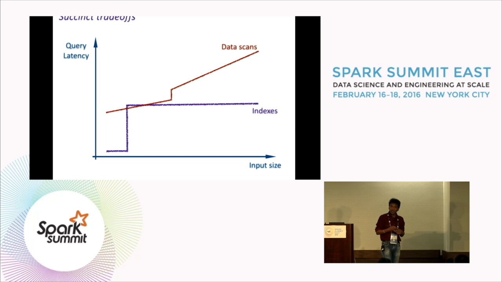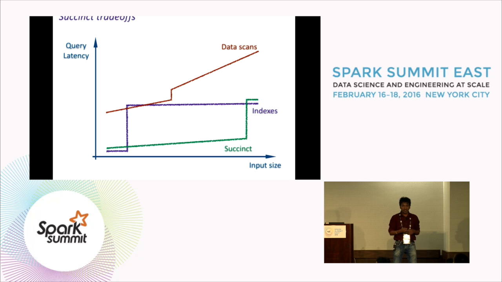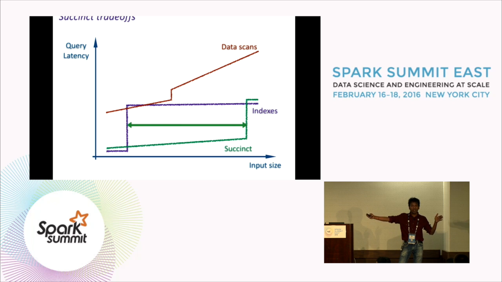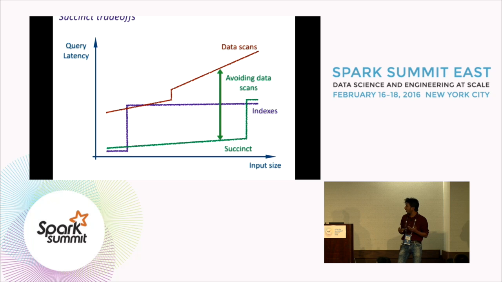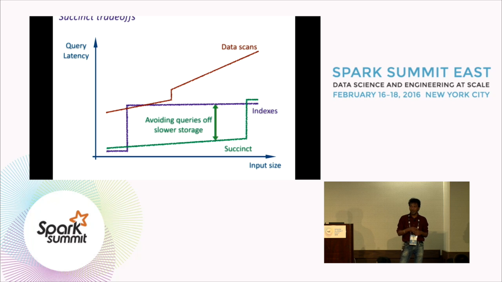So if I were to take this curve back and put Succinct there, what happens is Succinct goes all the way down to larger data sizes because you can push much more data in memory. At some point, Succinct will run out of memory and its performance will be slightly worse than indexes. Okay? But the gains that you get are precisely for this range where you can push an order of magnitude larger data sizes in memory, and you get those gains by avoiding data scans or by avoiding going to the slower storage. Okay? Are we on the same page until here?